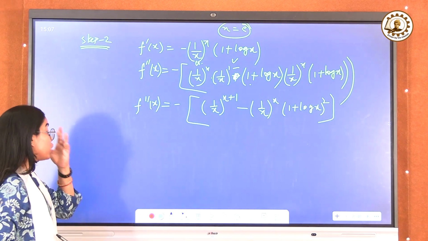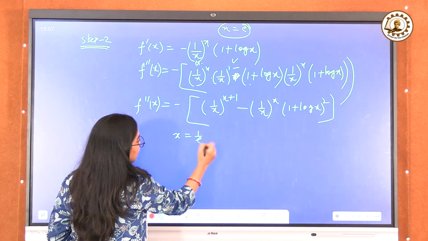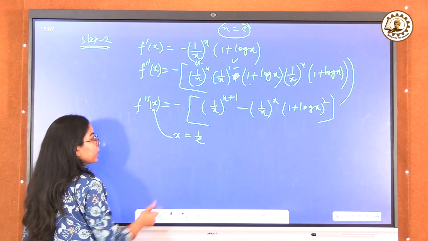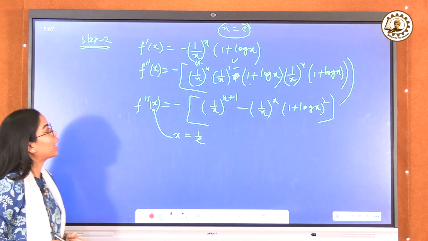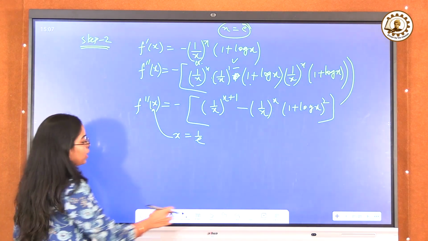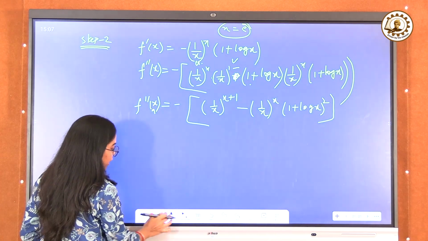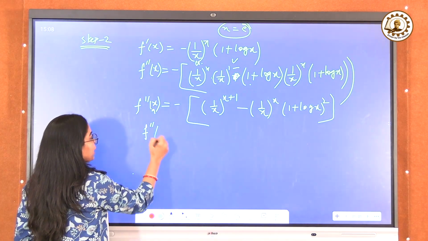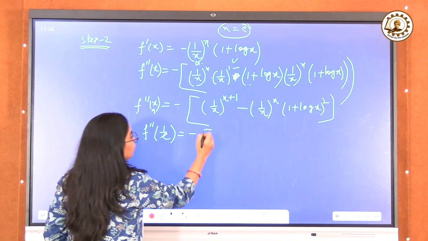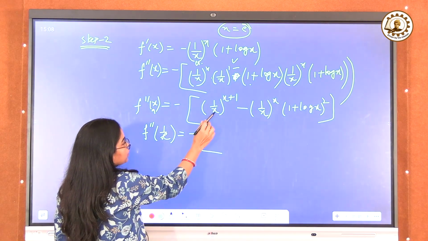Now the method is we put x equal to 1 by e in place of this x, and if it is less than 0 then the function has a maximum value, and if it is greater than 0 then the function has a minimum value. Now we are putting x equal to 1 by e. In place of x we just put 1 by e.